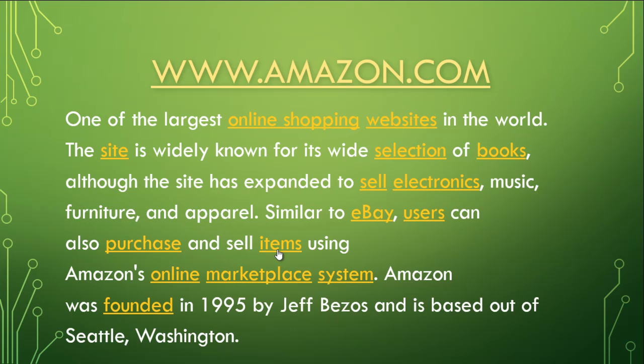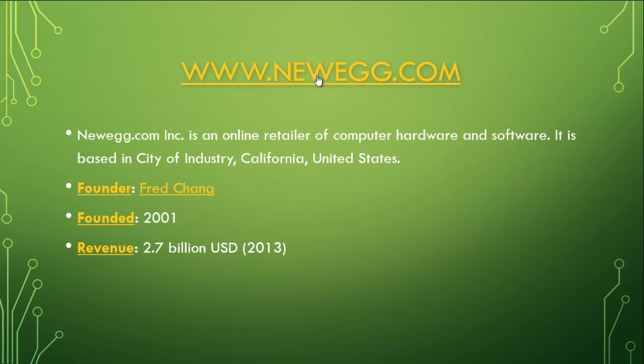And the second website is Newegg, www.newegg.com. Now, Newegg is an online retailer of computer hardware and software. So both these websites more or less deal with e-commerce or online shopping. It is based in the City of Industry, California, United States. The founder, Fred Chang, founded it in 2001, and as of 2013 they have had a revenue of 2.7 billion. So definitely you know that this company is doing pretty well.